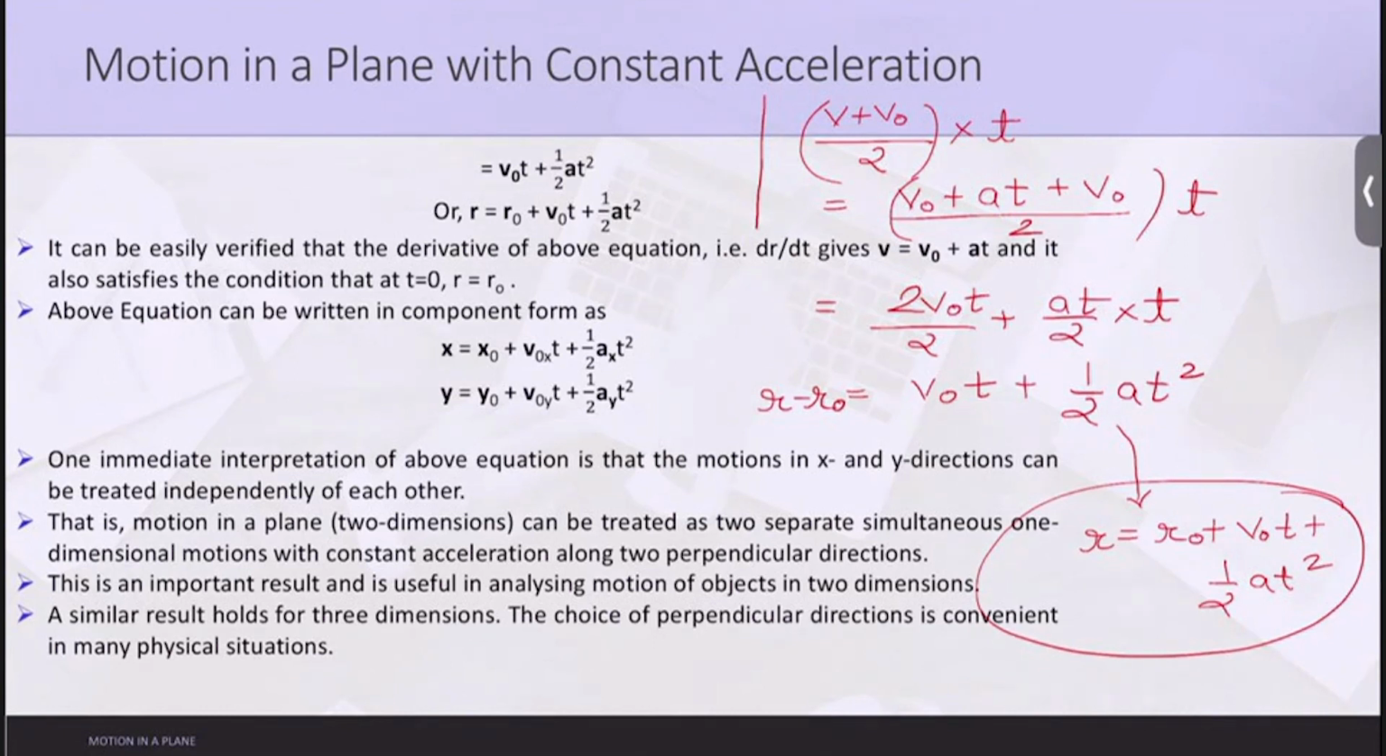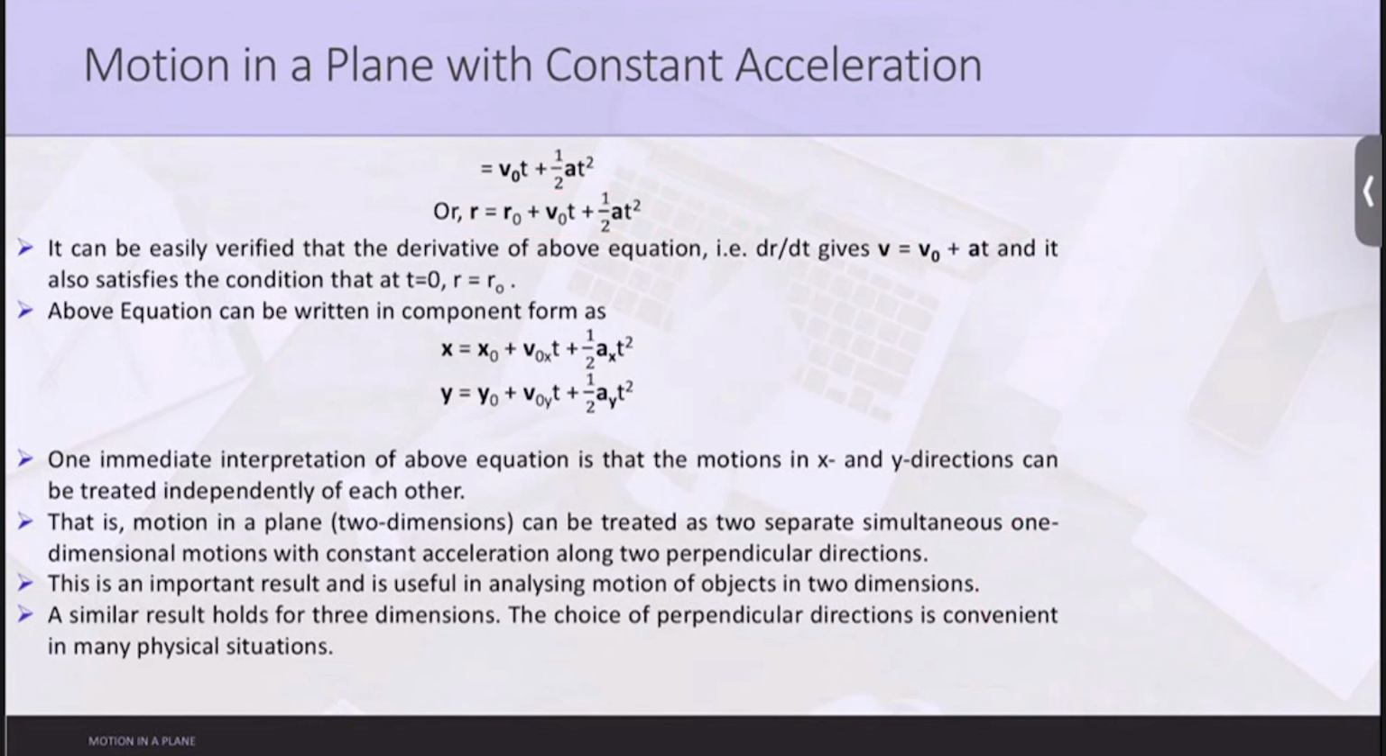That is, r is equal to r naught plus v naught t plus half at square. Okay. It can be easily verified that the derivative of the above equation, dr by dt, gives v equal to v naught plus at, and it also satisfies the condition that at t equal to 0, r is equal to r naught.